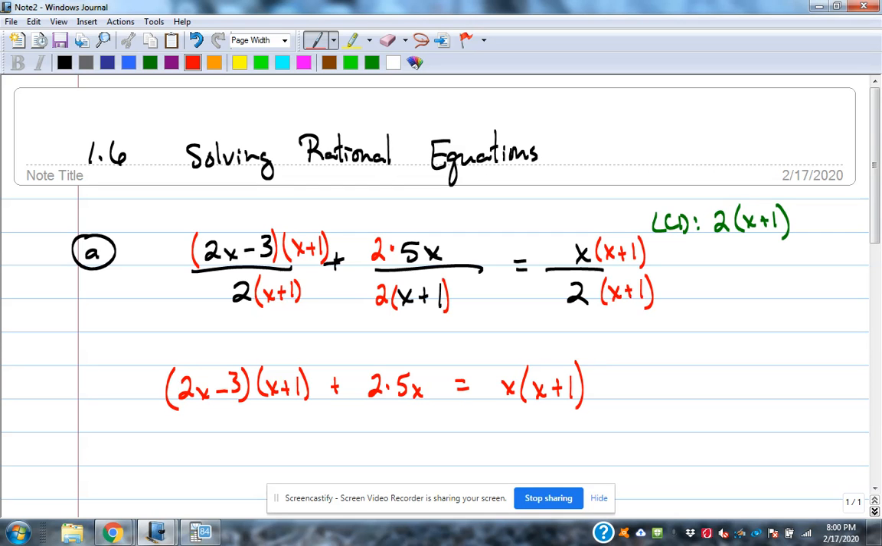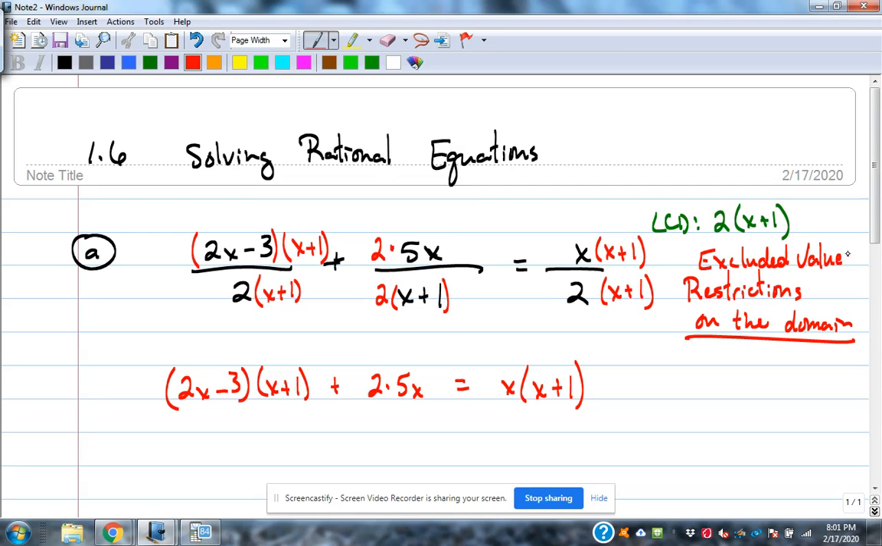What you do have to find are what's called the restrictions on the domain. Sometimes they're called excluded values. Same thing. Restrictions on the domain, excluded values. Restrictions on the domain seems to make more sense for us in Math 110 because we've been talking about domain last week, and this week too in labs. How do you find the domain of a rational function?